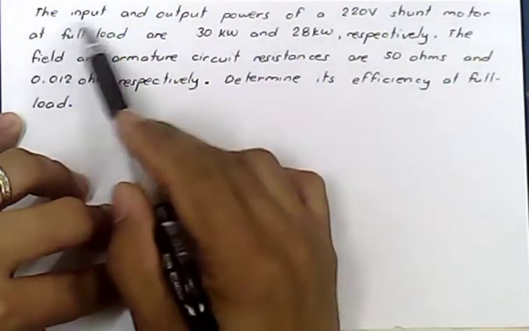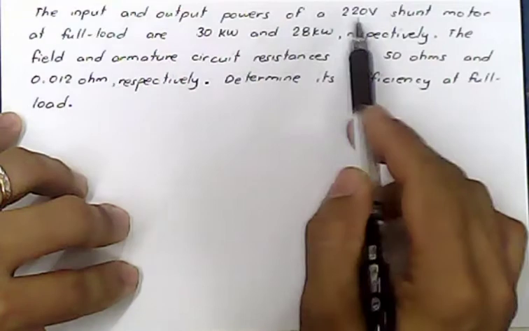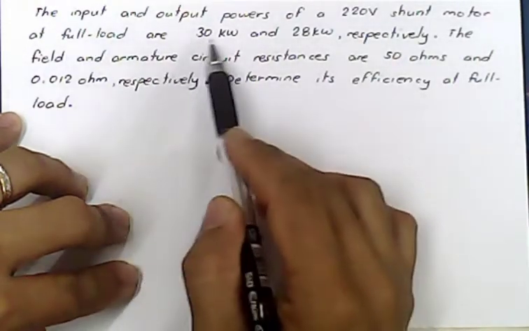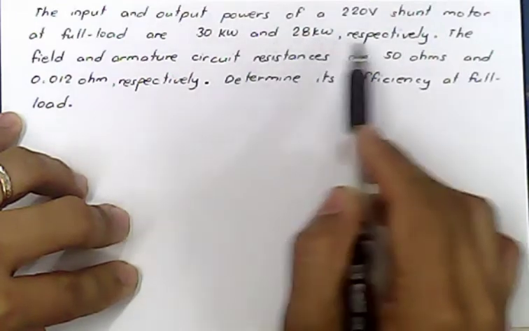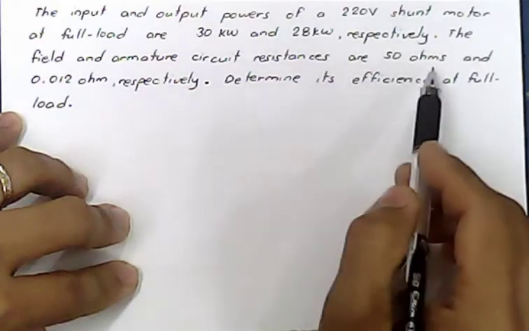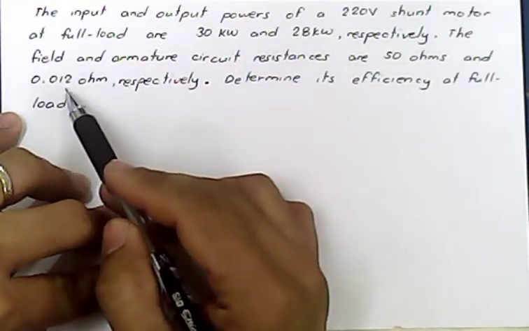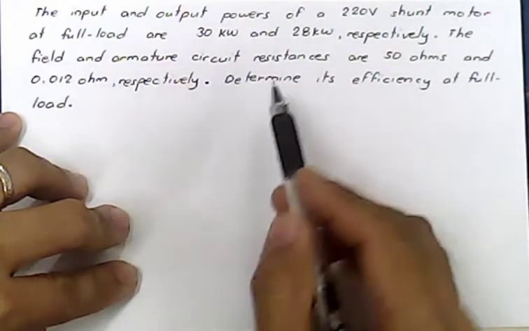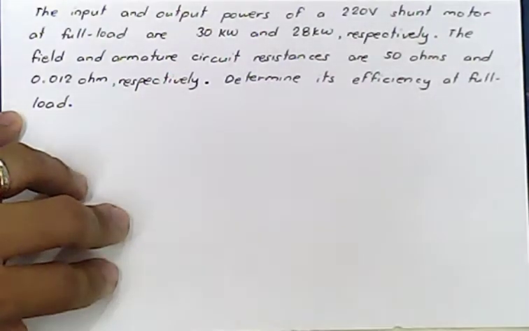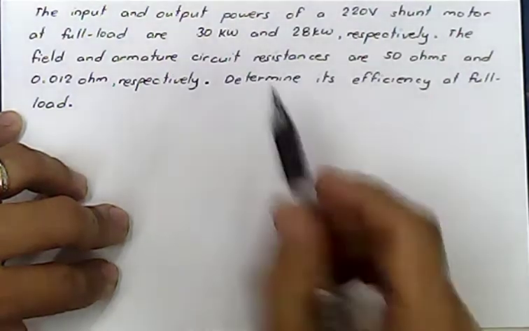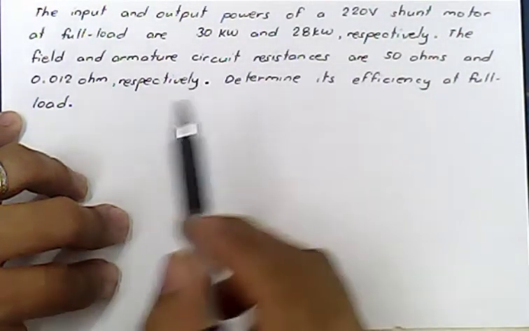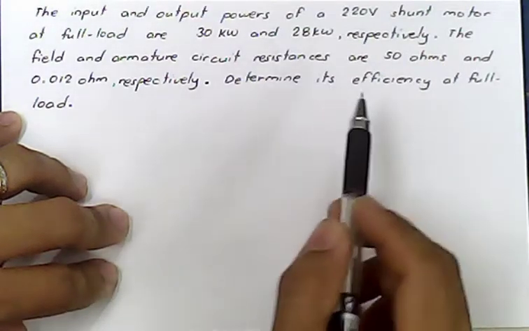Third problem, the input and output powers of a 220 volts shunt motor at full load are 30 kilowatts and 28 kilowatts respectively. The field and armature circuit resistances are 50 ohms and 0.012 ohm respectively. Determine its efficiency at full load. Gaya ng problem kanina, meron ulit siyang mga given na binibigay dito na hindi na natin kinakailangan doon sa required na sinusolve natin na efficiency.